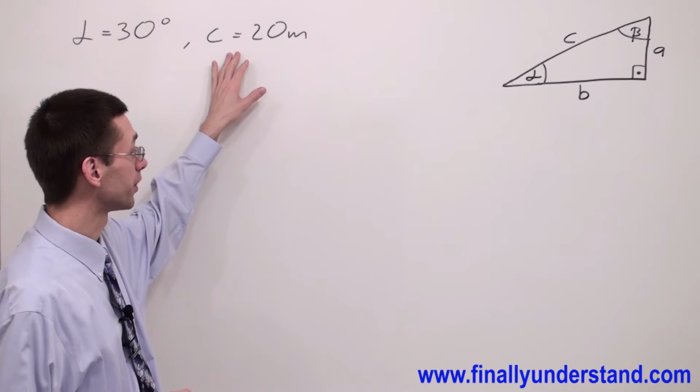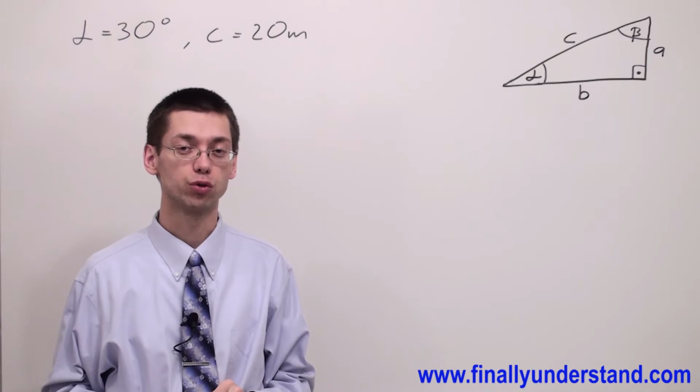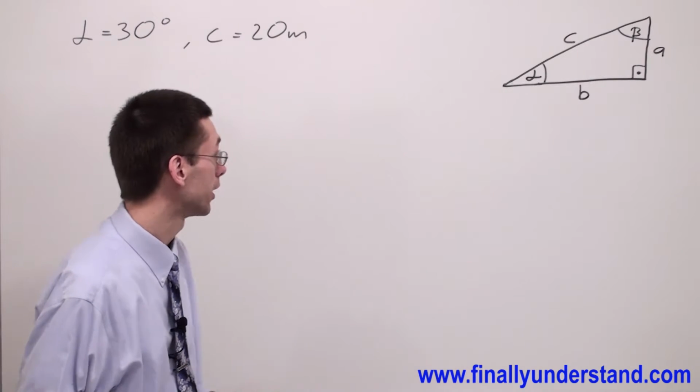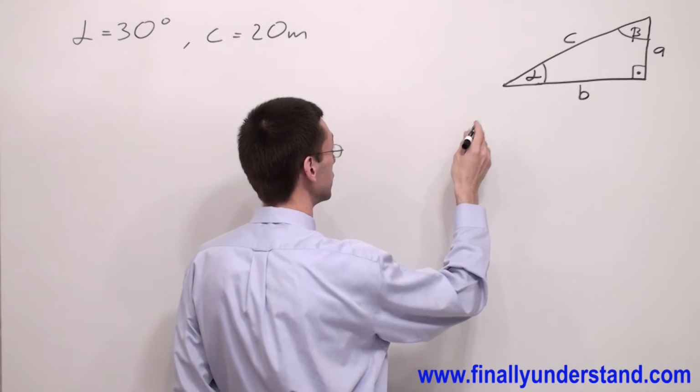Let's take a look at this example. This time we have given angle alpha and side C. In order to solve this kind of problem, you're supposed to remember the trigonometric functions. Okay, let me write all of them down over here, below the triangle.